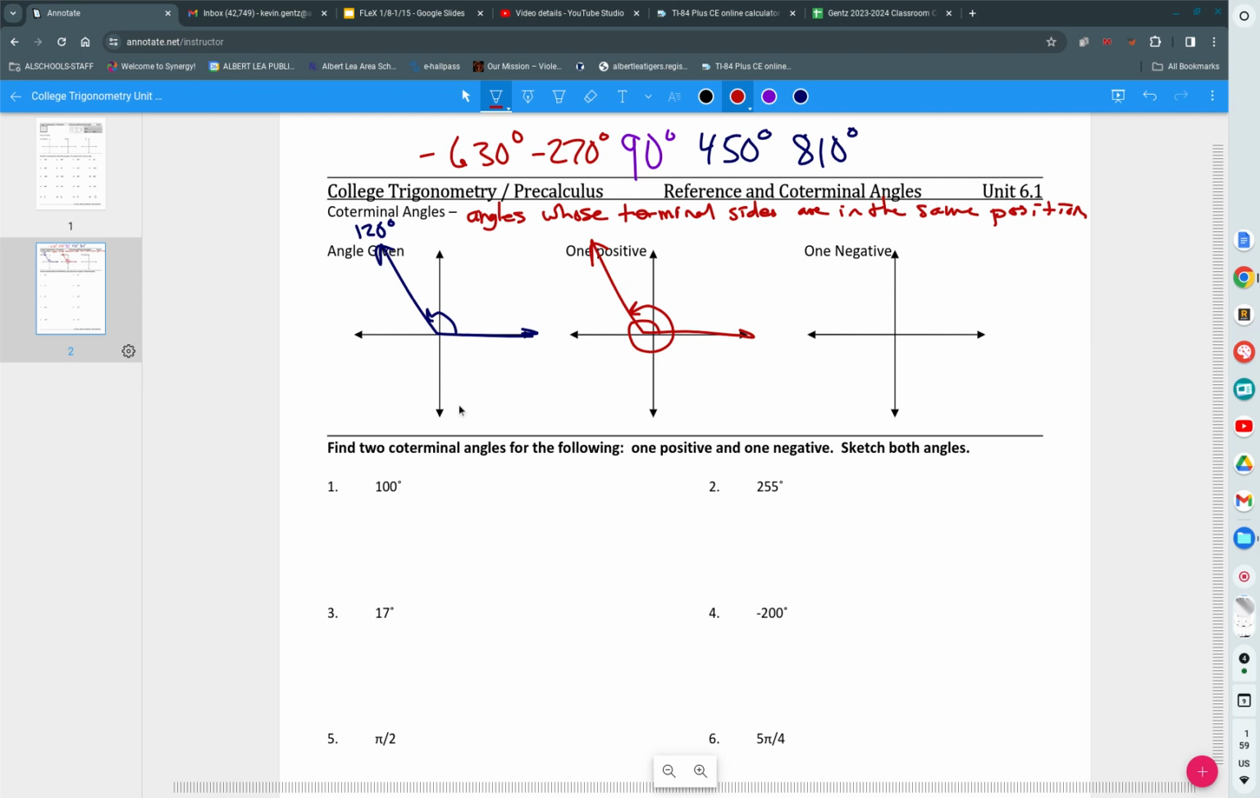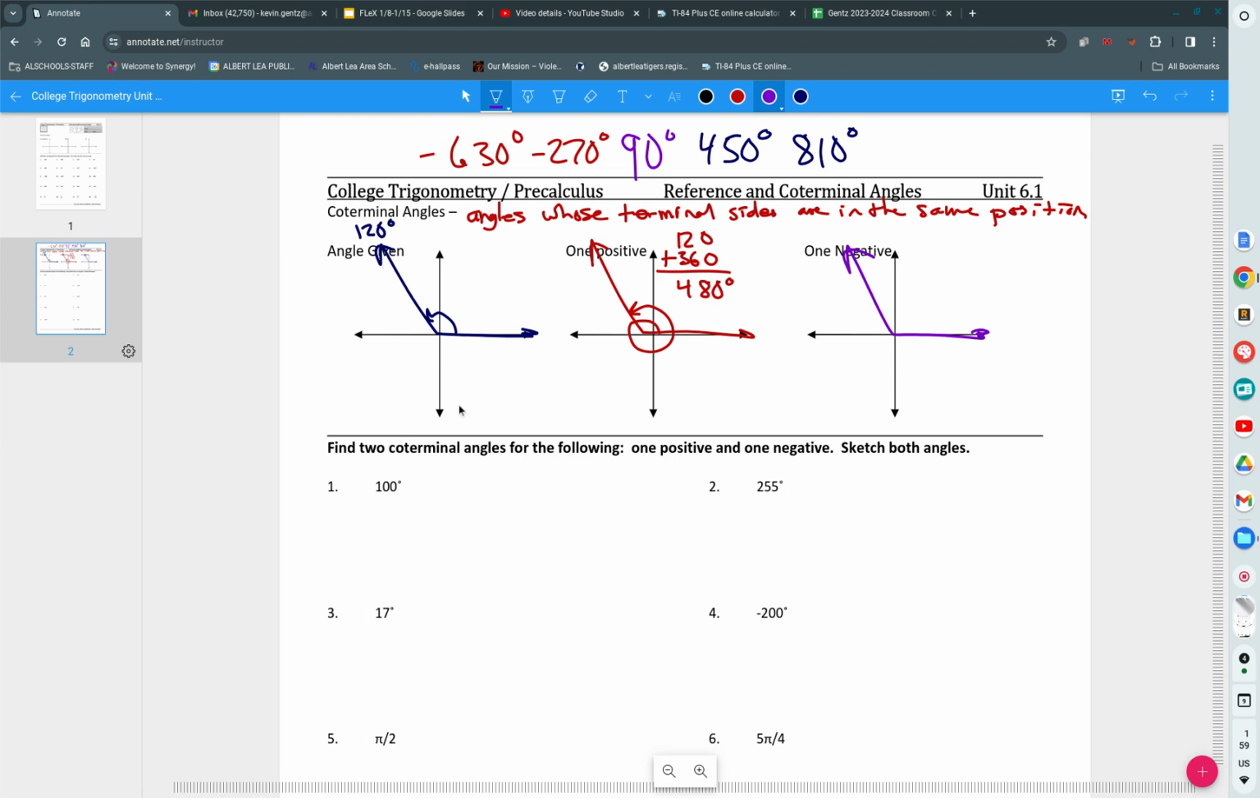So to find that, I'm just going to take 120 and add 360 to it, and I get 480 degrees. So a 480 degree angle is coterminal with a 120 degree angle. Simple enough?